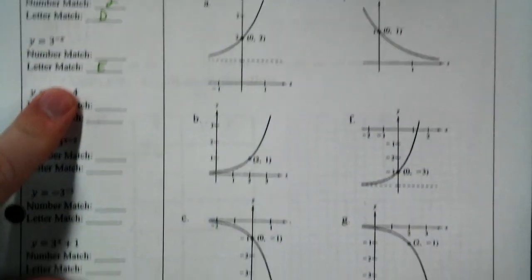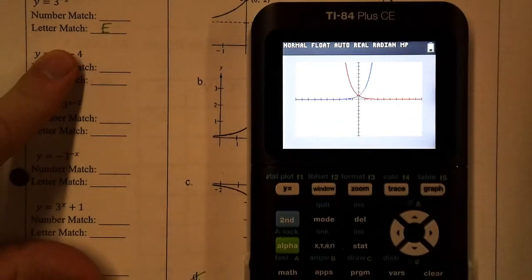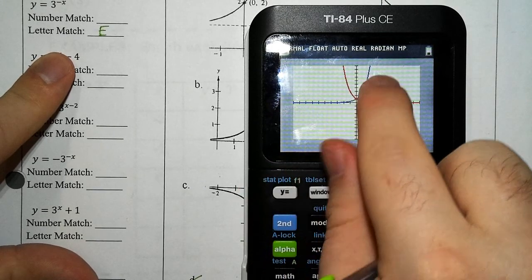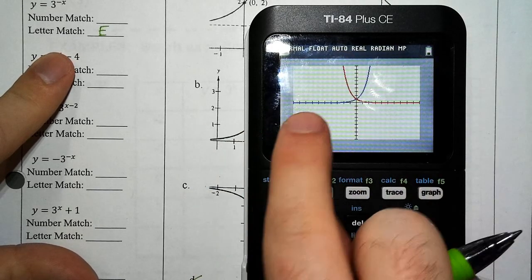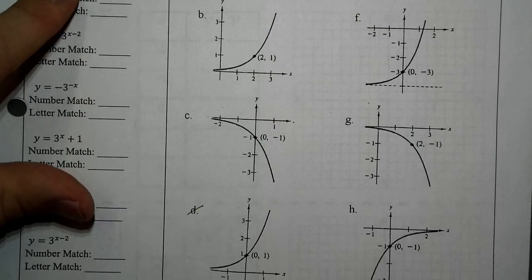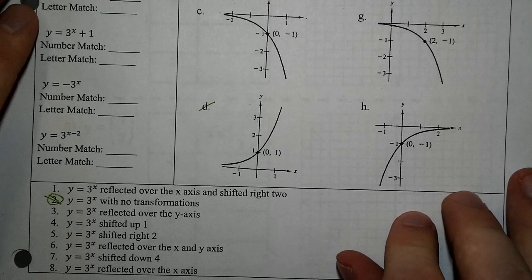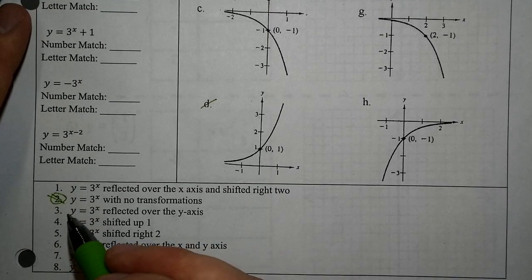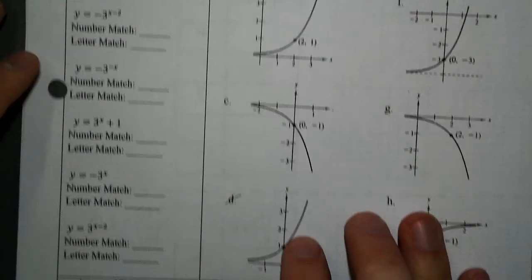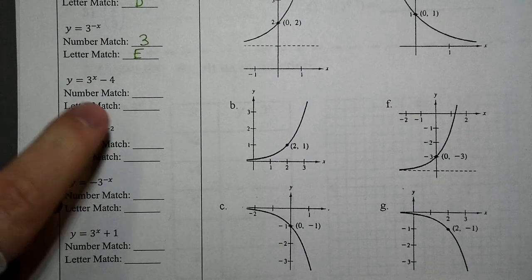Now, what happened from the blue one to the red one? Let's see if I can get that focus a little better. There we go. You can see from the blue one to the red one, it just flips, and it's centered on that point, which is on our y-axis. So, if we look at our transformations at the bottom, number 3 says 3^x is just reflected over the y-axis. So let's match up number 3 with that one.